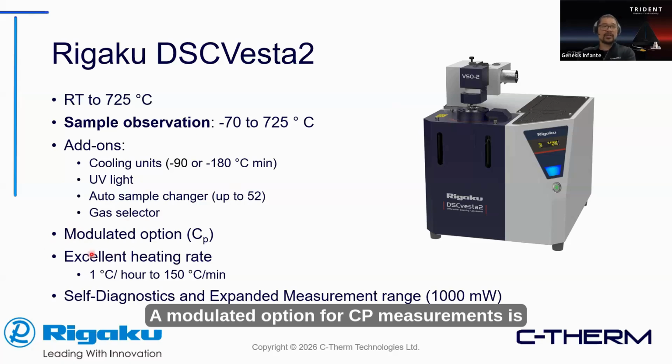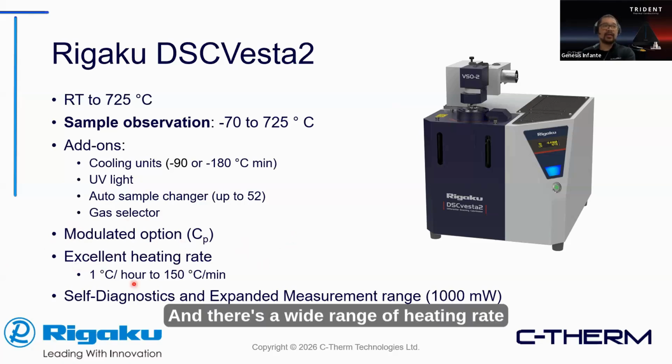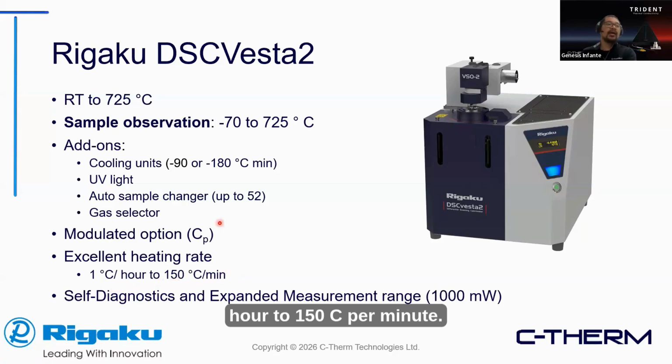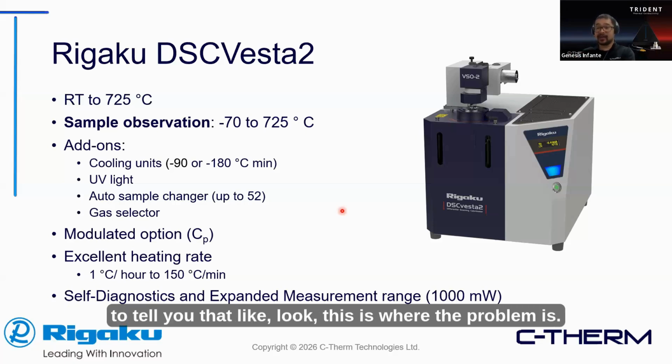A modulated option for Cp measurements is available for this, and there's a wide range of heating rates that you can play around with, from 1 C per hour to 150 C per minute. New to this model is this self-diagnostic capability. What that means is that if there is something wrong or some error in your DSC, the DSC itself is smart enough to tell you, look, this is where the problem is.